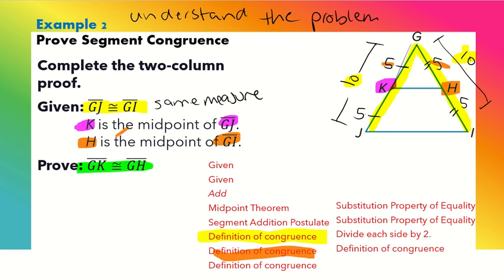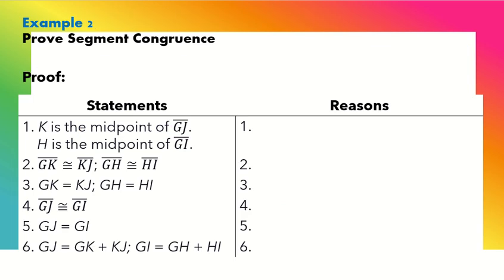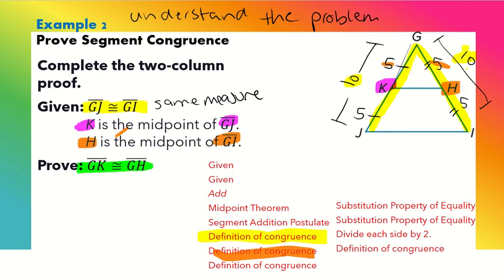So let's just look and see what they're saying. K is the midpoint. Well, what's the first one always going to be? It's always going to be given. In this case, we have a couple to choose from.